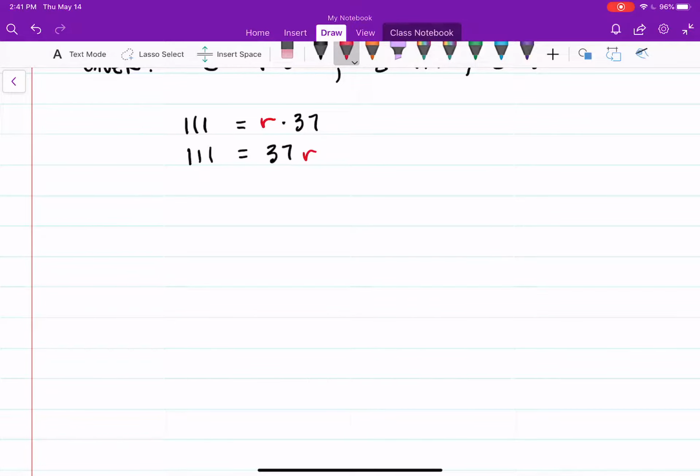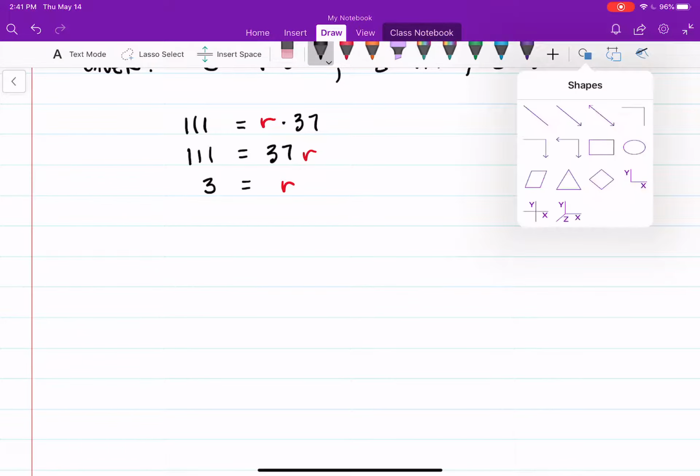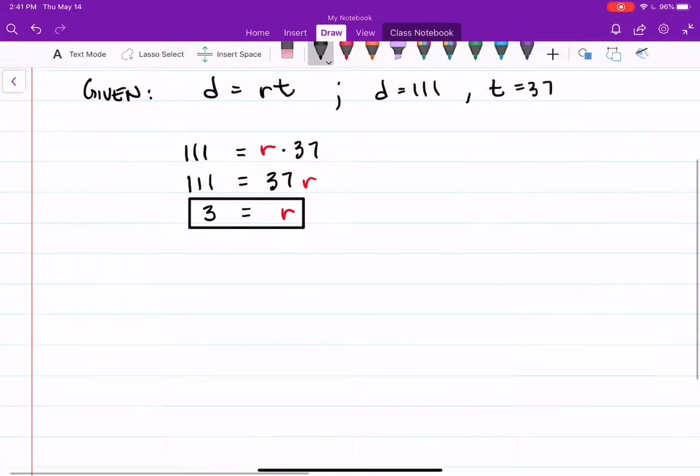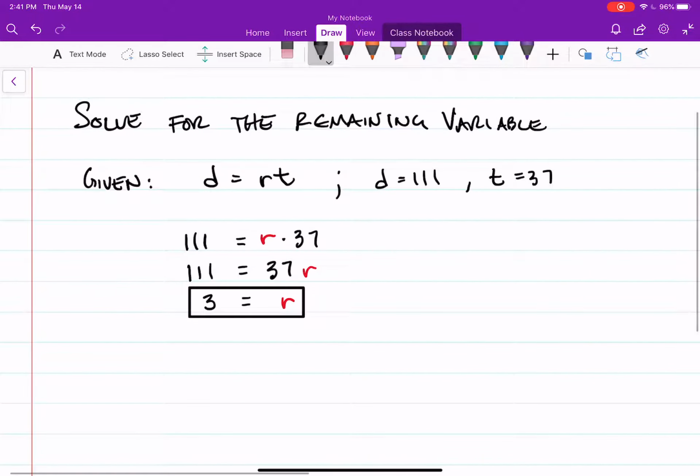Now the remaining variable is R. So I'm going to divide both sides by 37, so that R is equal to 111 divided by 37, which is equal to 3. And that would be my answer. This is one of the types of problems you're going to see. These are the easier of the problems.